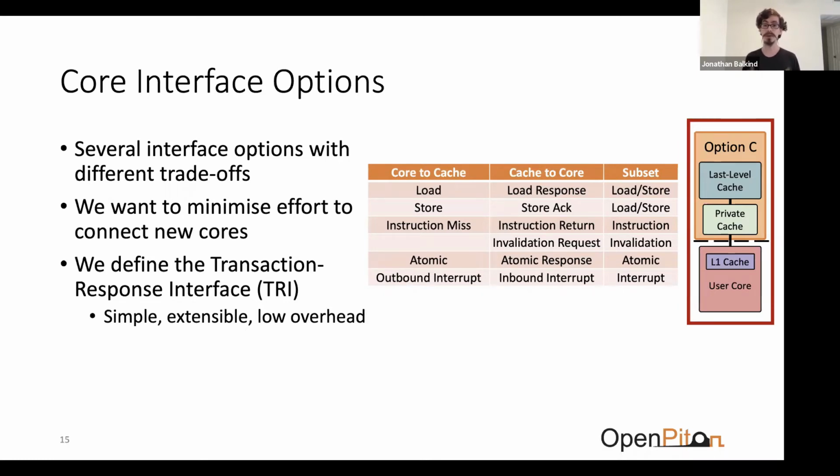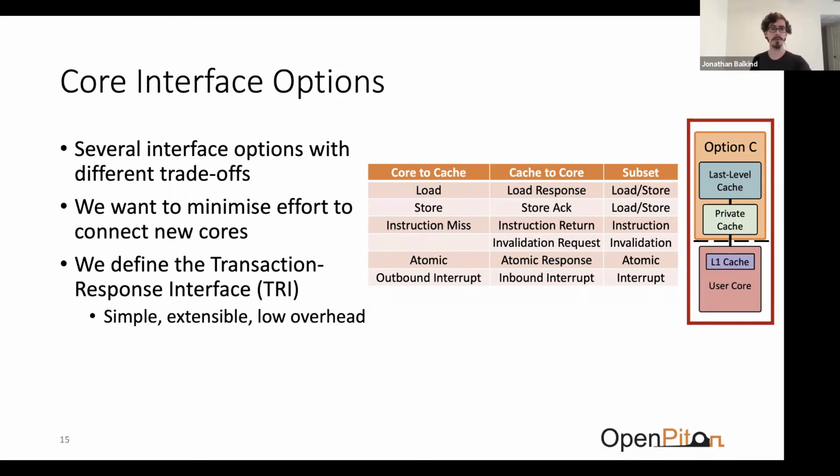You can see there's a relatively small number of message types that are needed to implement TRI. It's extensible. You can choose which ones you want to implement. So you can start out with just 4 different message types to do some loads and stores, even fetch your instructions using the load store interface. And it's low overhead in terms of the number of wires needed to connect up, the complexity of the state machine, that sort of thing.